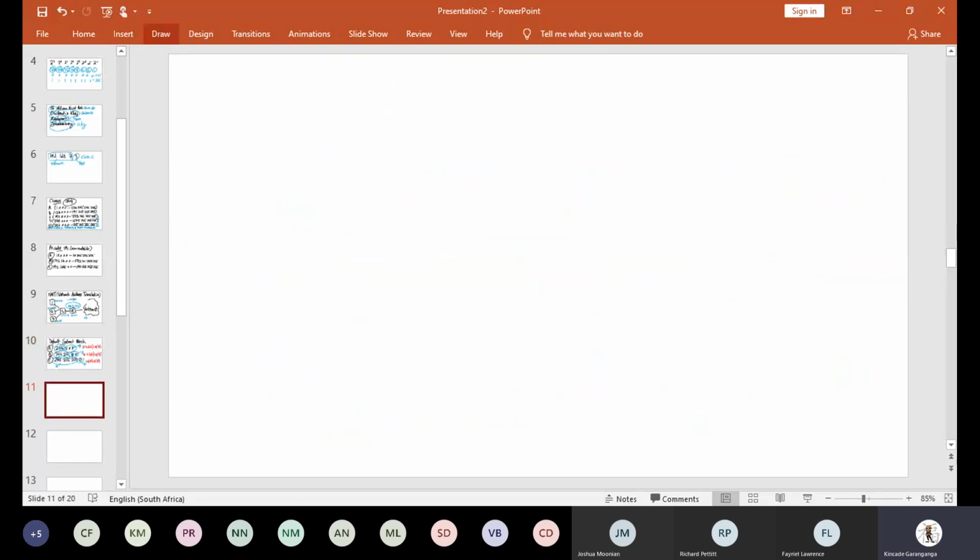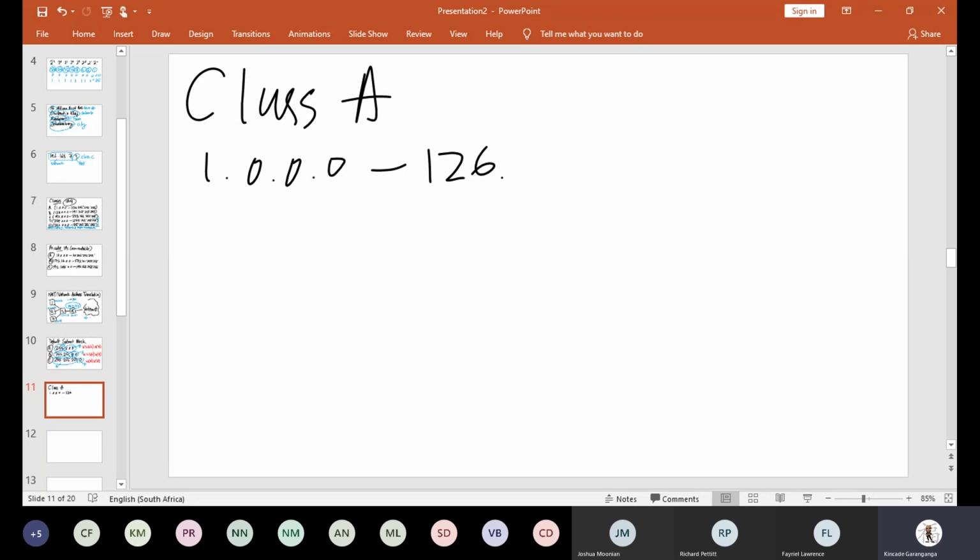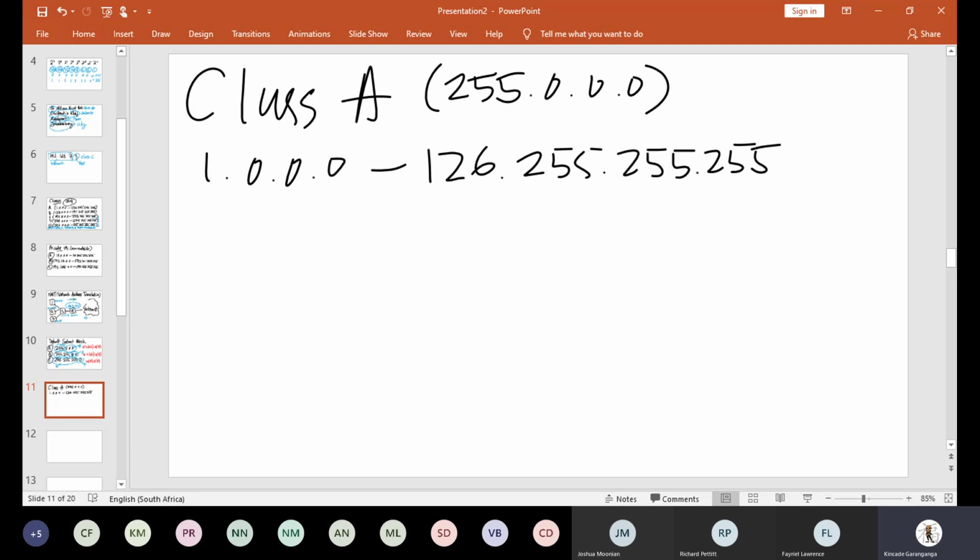So if you look at it from this point of view, let's look at class A. If you remember well, we said that class A starts at 1.0.0.0, and it goes all the way to 126.255.255.255. And as far as class A is concerned, remember our default mask, we said, is 255.0.0.0. So let's keep that in mind. Technically, what we've mentioned is that it's 8 bits for the network, 24 bits for the host.